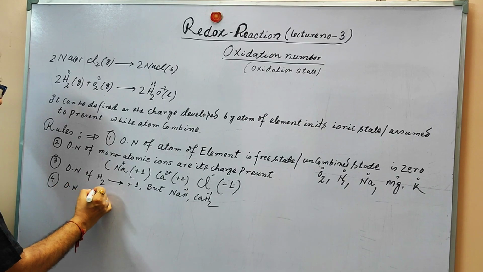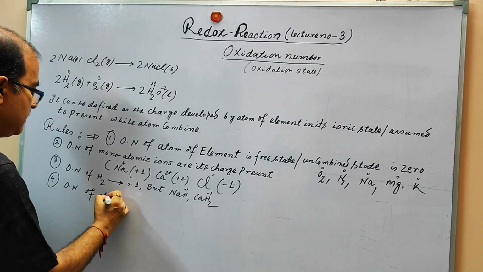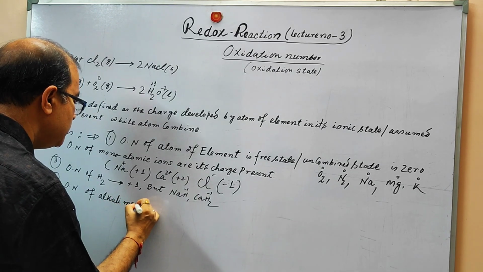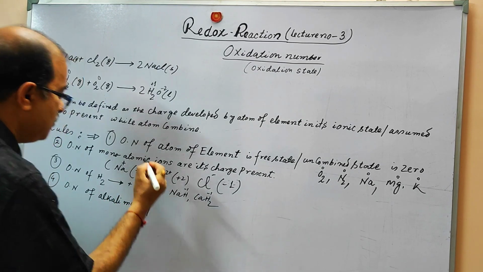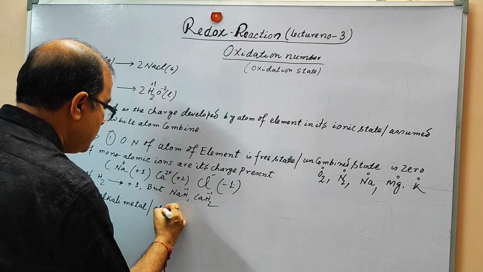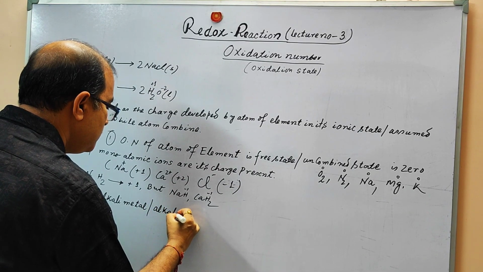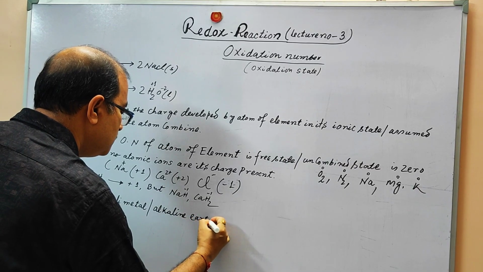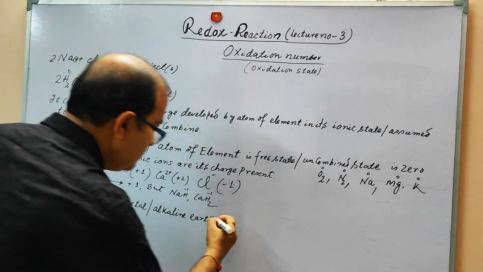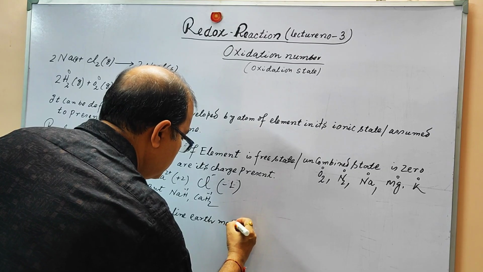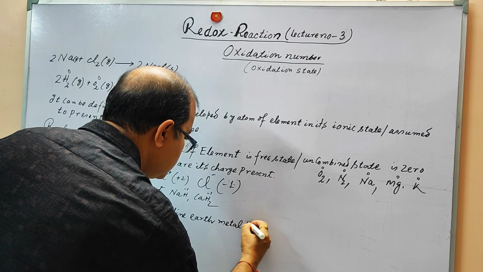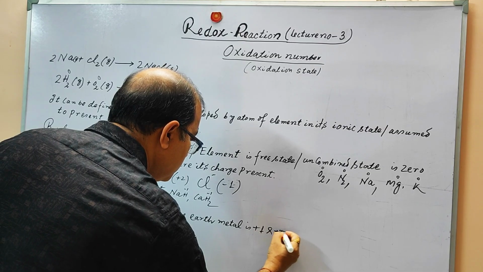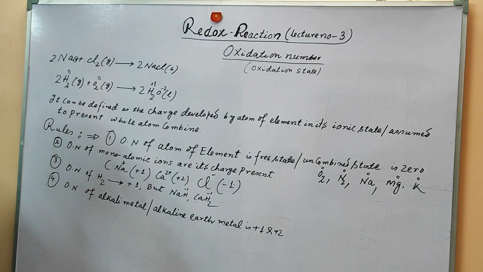Fourth rule: the oxidation number of alkali metal or alkaline earth metal is +1 and +2, and it is always a fixed one.